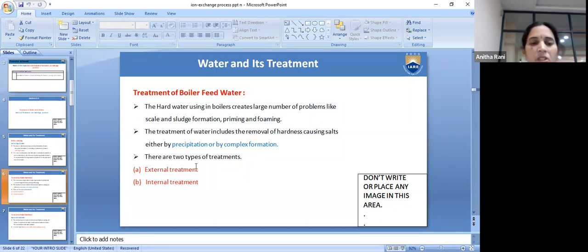So we are going for treatment methods here. Treatment of boiler feed water includes the removal of hardness causing salts, either by precipitation or by complex formation. When we add chemicals to water, we get a precipitate, and we filter that water and use the filtered water. Or by complex formation, for example, we used EDTA in hard water. So what complex is formed when we use EDTA? We completed the EDTA method topic.